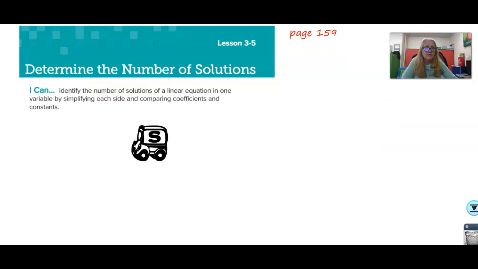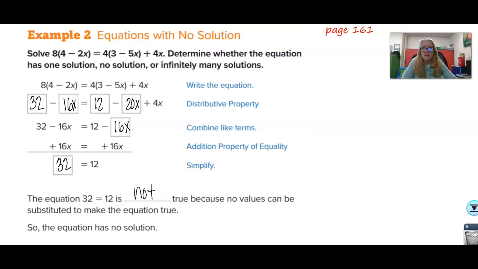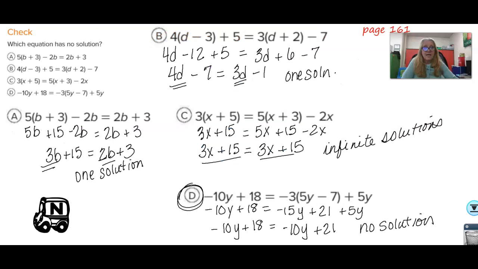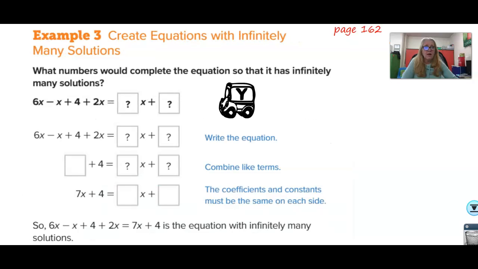Okay, write down an S. Write down a D. Write down N. Write down Y. Any letter in the little school bus, you write it down when we get to it, even if I forget to remind you. Okay, so we want to create an equation with infinite solutions.